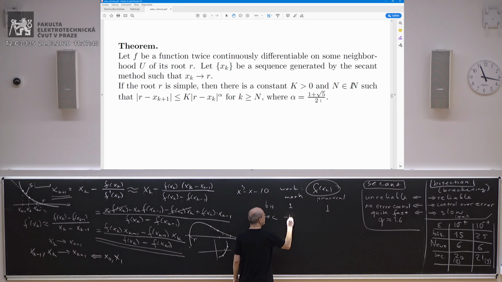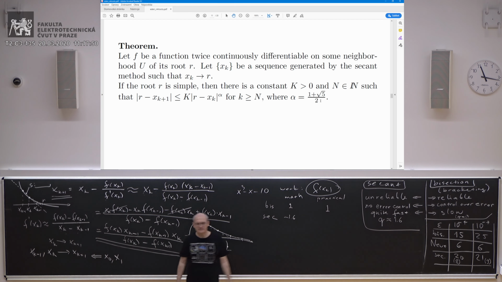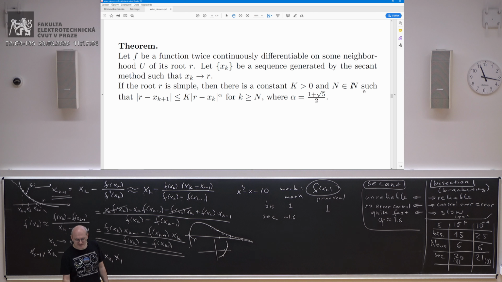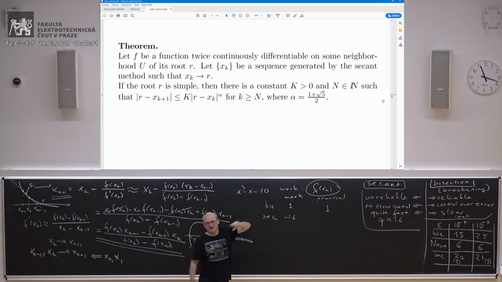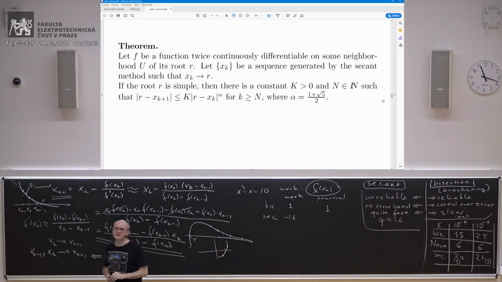Mathematical order is about 1.6. And by the way, 1.6, why such a strange number? I cannot give you a nice story about why it's exactly this number. But I look at the formula and I say, wait a minute, I've seen this formula before. You know what it is? It's the golden ratio. Isn't that amazing?